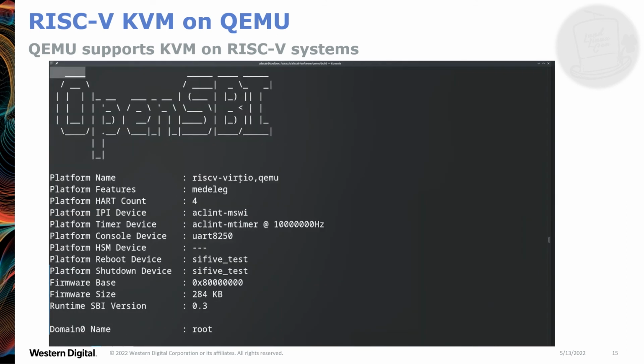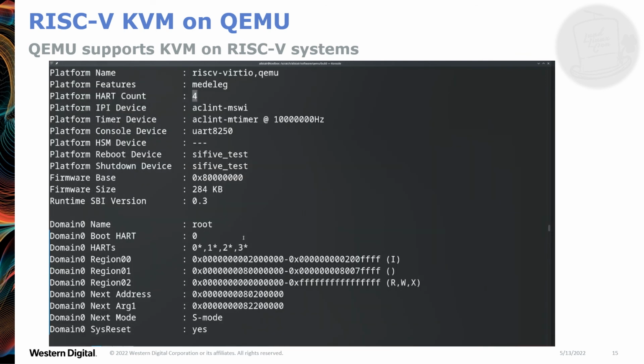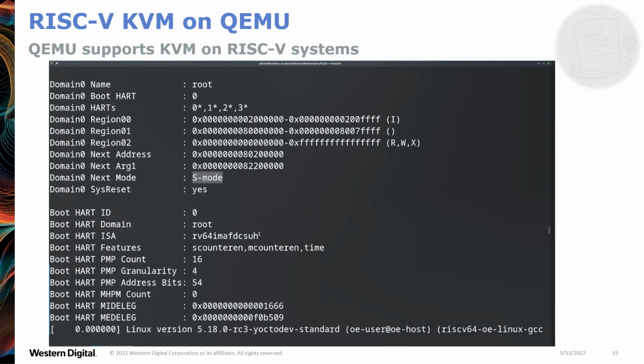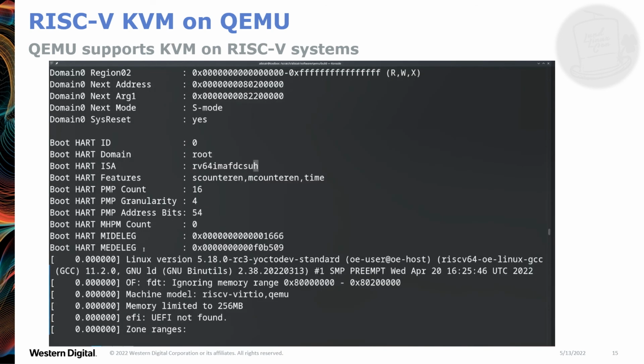This is all device tree based, right? So it's automatically detected this. This is the same image I run on a SiFive board. It's 4 cores, it's detected all this. That's the next address I'm going to jump to. I'm going to jump to S mode. I've got the hypervisor extension enabled. It's enabled by default in QEMU. There we go, and now the 5.18 kernel.